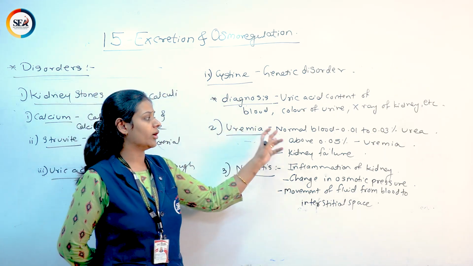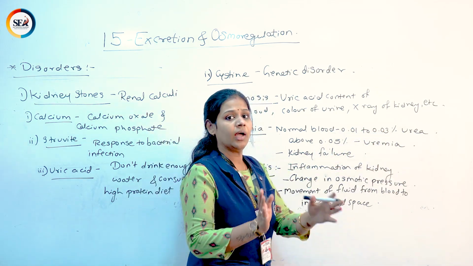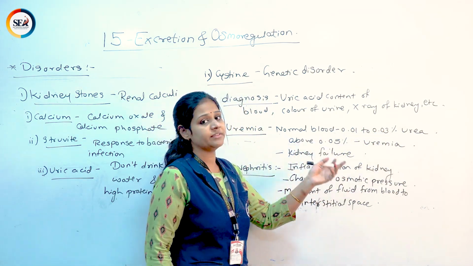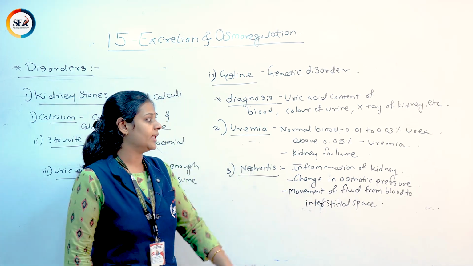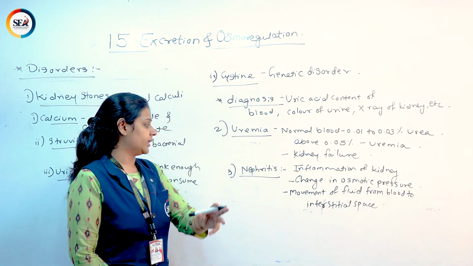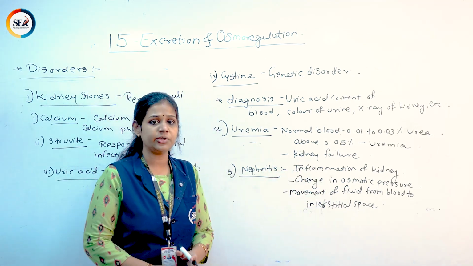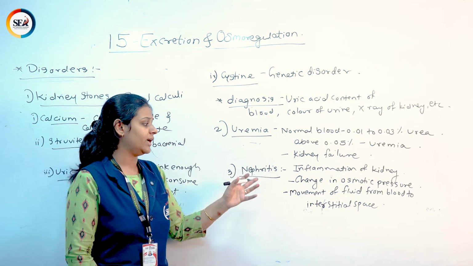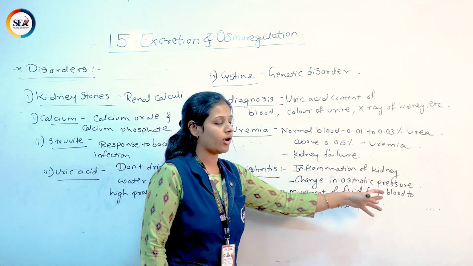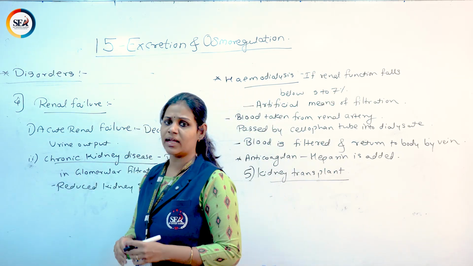Next is uremia. Normal blood contains 0.01 to 0.03% of urea, but if this concentration is above 0.05%, then the condition is called uremia, which can lead to kidney failure also. Third one is nephritis, which is the inflammation of the kidney. This is due to the change in the osmotic pressure, and it leads to the movement of fluid from blood to the interstitial space.